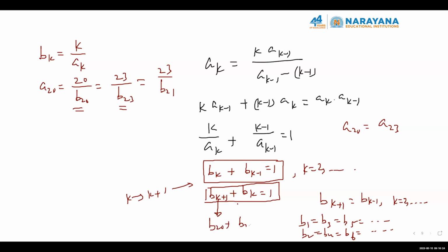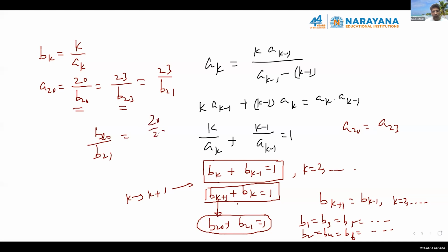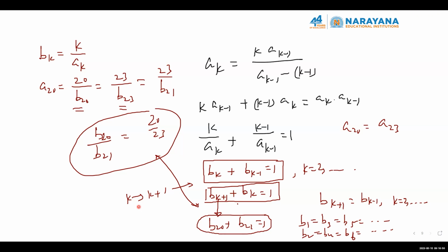Yes. Correct. So now you will be able to solve each and every term, because what is their ratio? b20 by b21 is going to be 20 by 23. Their sum is given. And once b20 and b23 are known, everything is known, because each gap of 2 terms are equal. Is that clear? Yes, sir. Okay. Anything else?